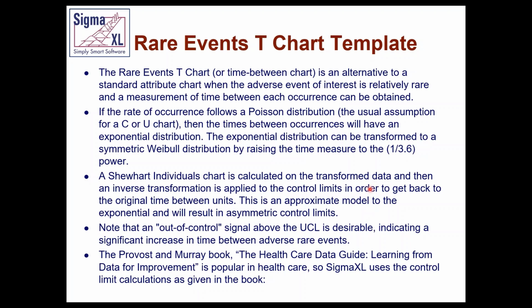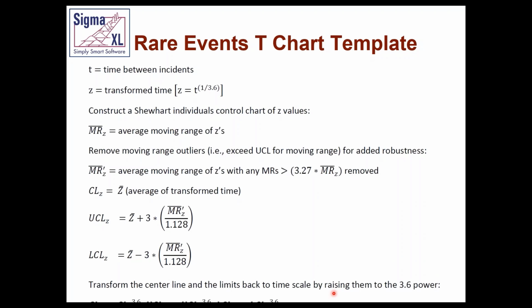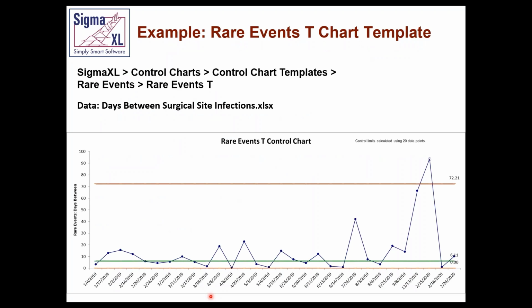Shewhart is applied to the transformed data, and then the control limits are calculated on the inverse transform. This actually comes out of the Provost and Murray book, Healthcare Data Guide, Learning from Data for Improvement. It's popular in healthcare, and so we're following their guidelines here for the control limits. So basically, you'd raise to the 1/3.6, calculate the moving range. There's an outlier screen they include, and then you compute the control limits, and then you transform back to the original units. So it's pretty straightforward, and it's a way of accommodating these rare events that often occur in healthcare.